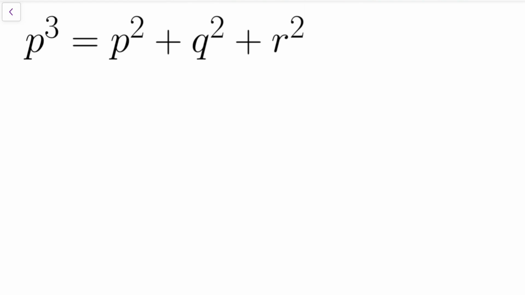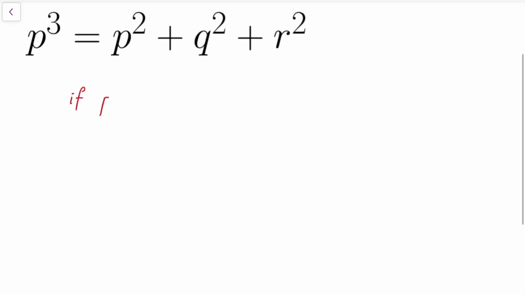We can first try some small values and see how this equation behaves. For example, for the smallest prime, say if p equals 2, then for the other values, q squared and r squared, the sum has to be equal to 4. But apparently there will be no solution, because q and r have to be prime.